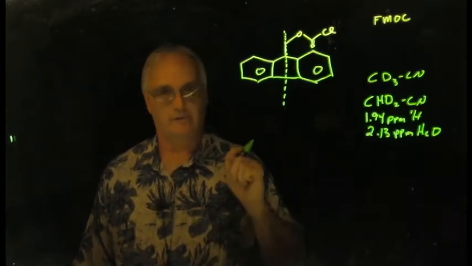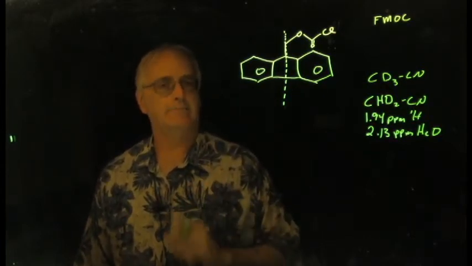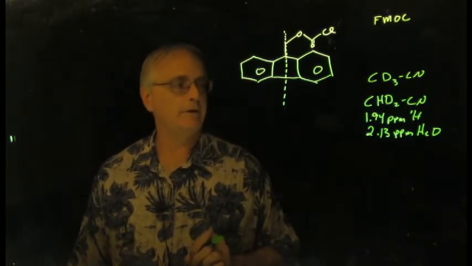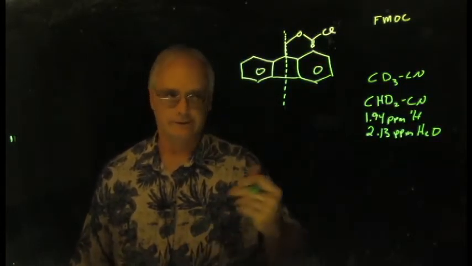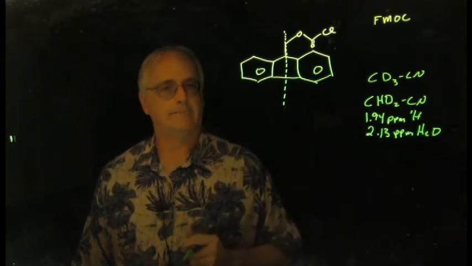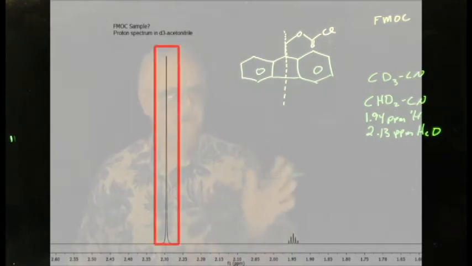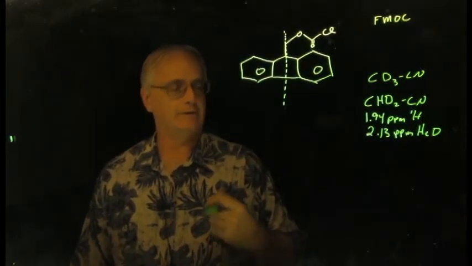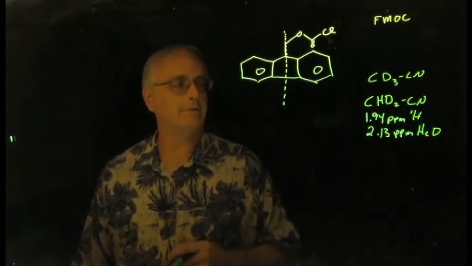Its position is highly variable. It can move around in a lot of different places depending upon what solvent you're dealing with and what its concentration and temperature are. This 2.13 is about the standard position at room temperature in normal concentrations, not unusually high for acetonitrile. Now this particular sample of FMOC does have a fairly large water peak. This indicates either the solvent was wet or the sample itself brought some water into the solvent when it dissolved. But it is a wet sample. That is one thing we can take away from it.